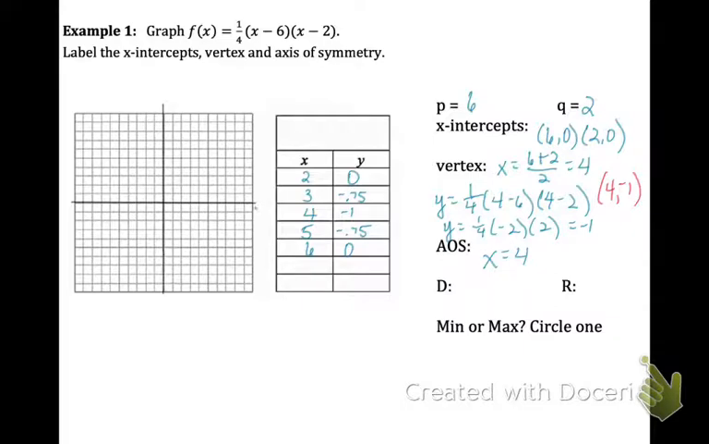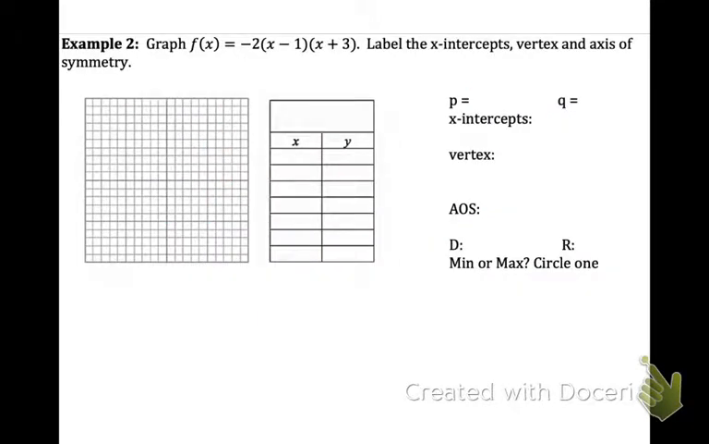Now draw your x-y axis, label it, then label a scale, and then carefully plot your points. Your graph should open up because your a value is positive, and it will be wider than what you're used to because that a value is less than 1. Go ahead and sketch in your axis of symmetry right through the middle of that parabola where x equals 4. Our domain, again, will be all real numbers, and our range, since our graph opens up, will be all the y values greater than or equal to -1. Since it is opening up, we have a low point, and so we have a minimum.